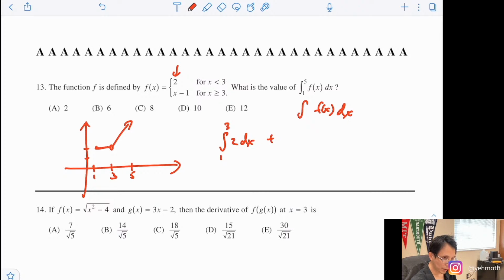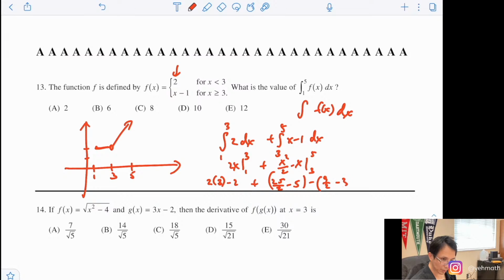dx. And the plus from 3 to 5, because you had to find the area between those. So it'll be x minus 1 dx. I'm going to show you a longer way to do this question. So the integration of 2 is going to be 2x between 1 and 3, plus the integration of this, which is x squared over 2 minus x between 3 and 5. So it's going to be 2 times 3 minus 2, plus 25 over 2 minus 5 minus 9 over 2 minus 3.